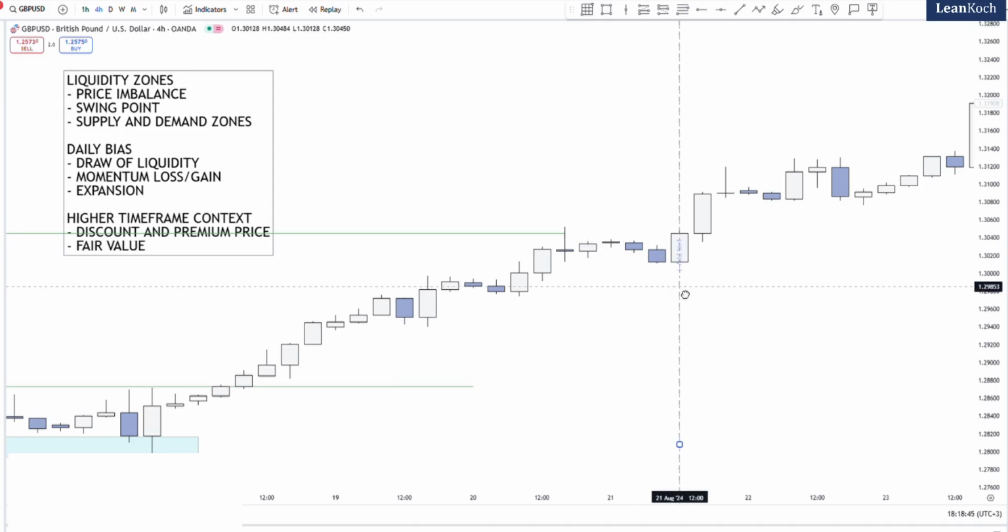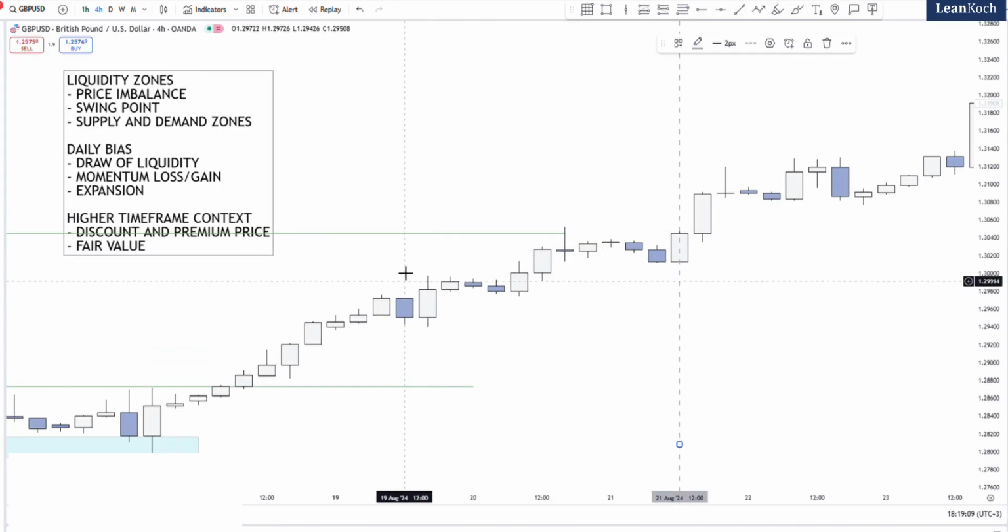Later in the day we can see that price has given us an expansion high, and this expansion higher gives us bullish bias, and therefore the next hours of the day we are looking for bullish trade opportunities.